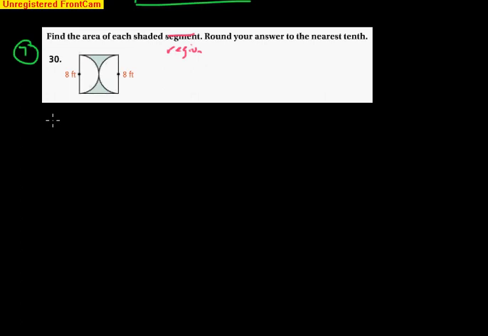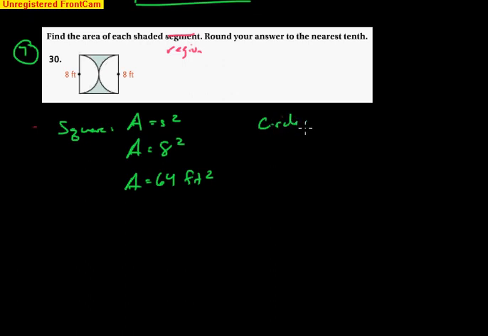Well, let's start with the area of the square. The area of the square can be found by taking s squared, the side length squared, and the side length here is 8 squared, and 8 squared is of course 64 feet squared. That's the area of the square. Now the semicircles. Now the 2 semicircles put together make a circle, so really all you have to do is find the area of a circle.